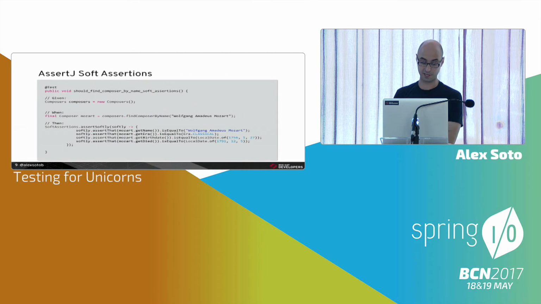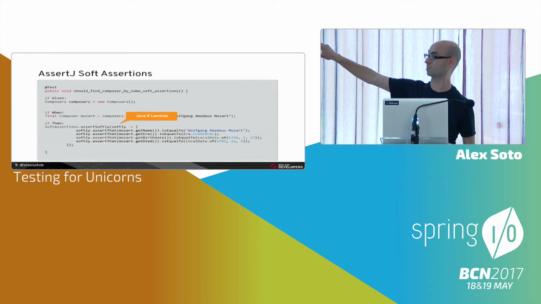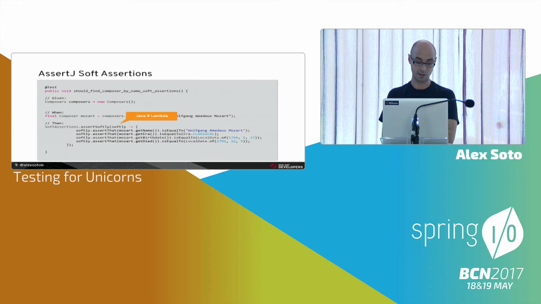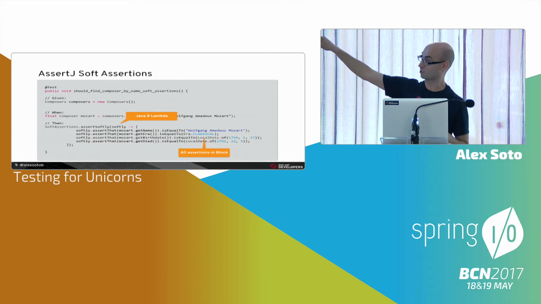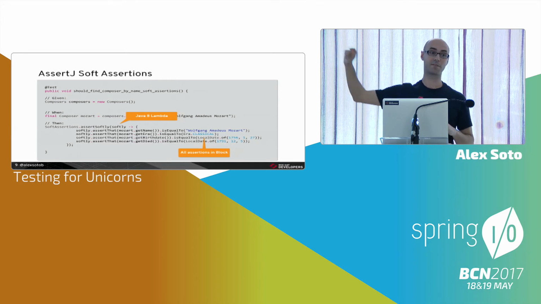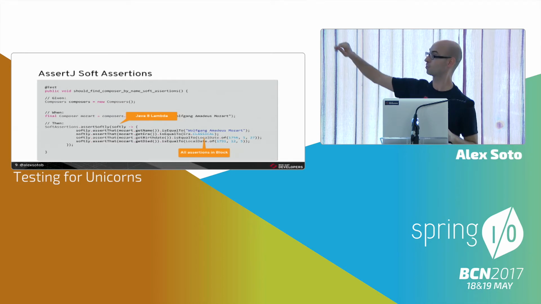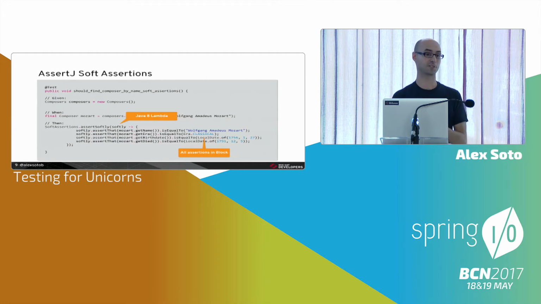Another thing that AssertJ has is the soft assertions. And basically, what it does is something like this. You do softAssertions.assertSoftly, and then this provides a Java 8 lambda. And it executes all the assertions of this block. But if you compare this with the previous runs, if one assertion, for example the first one, fails, then this test fails, and the rest of the assertions are not executed.